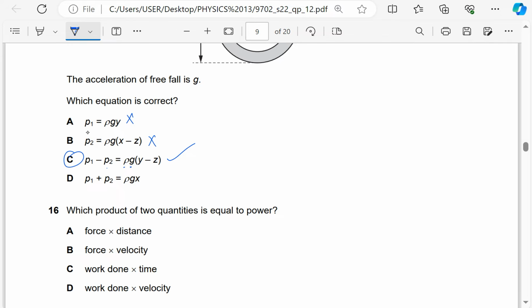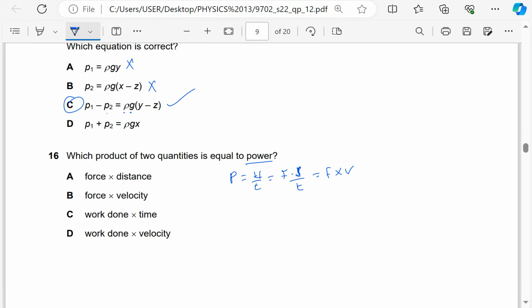Which product of two quantities is power? Remember, power is equal to work done over time taken, which is force times displacement divided by time, which is force times velocity. So power is going to be force times velocity. So that is correct.